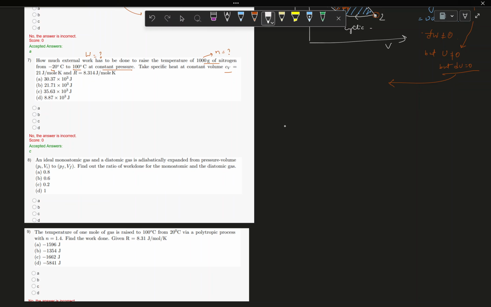Question number 7 is about how much external work has to be done to raise the temperature of 1000 gram of nitrogen from minus 20 degree to 100 degree centigrade at constant pressure. Take specific heat at constant volume, Cv, equal to 21 joule per mole Kelvin, and R is given.